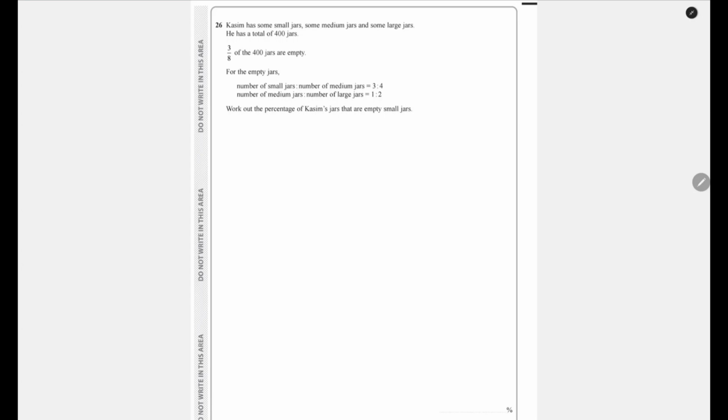So the first thing that we need to do is work out the total number of empty jars. We know that that is 3/8 multiplied by 400 total jars, and that is 150. So we know we have 150 empty jars. Now for the empty jars, we have a ratio of small to medium jars, which is 3 to 4, and we have medium to large jars of 1 to 2.